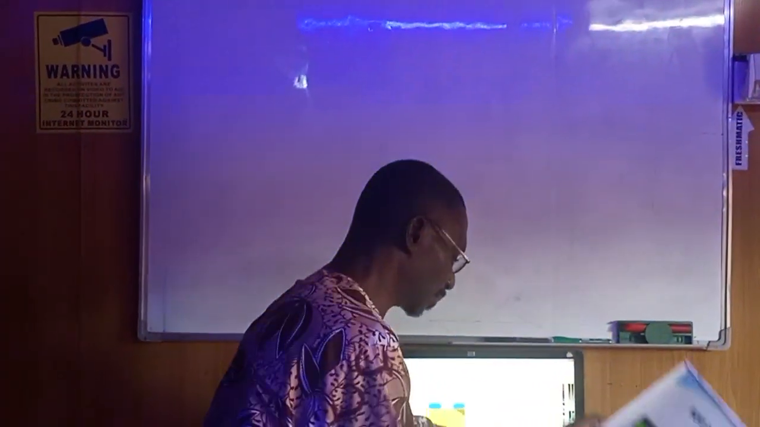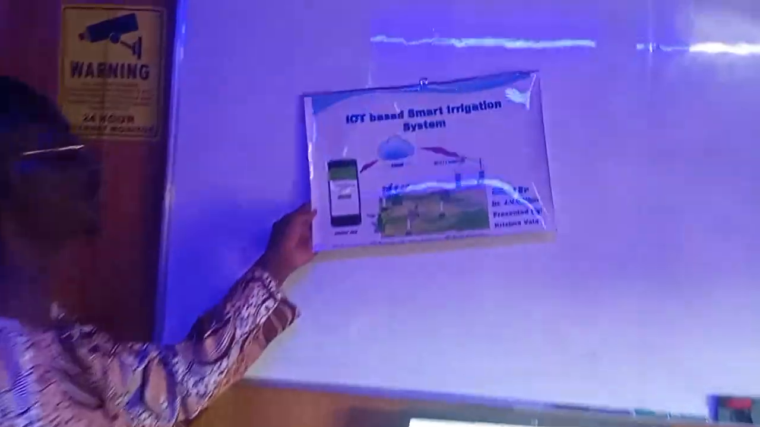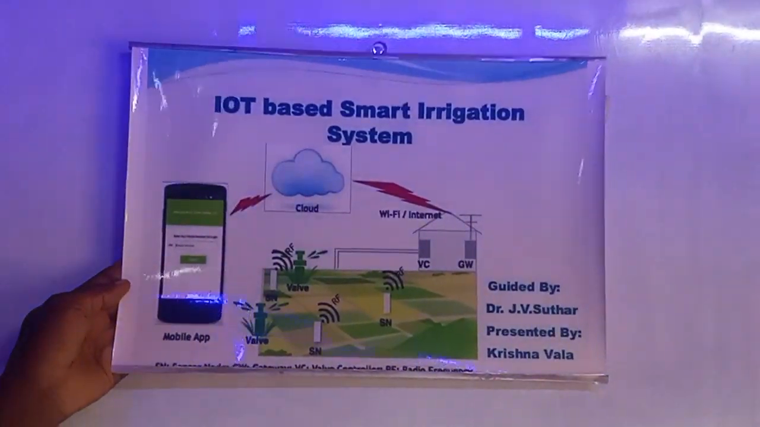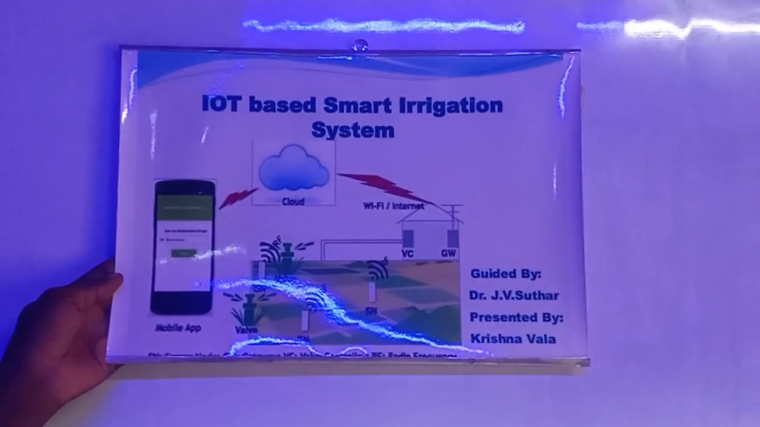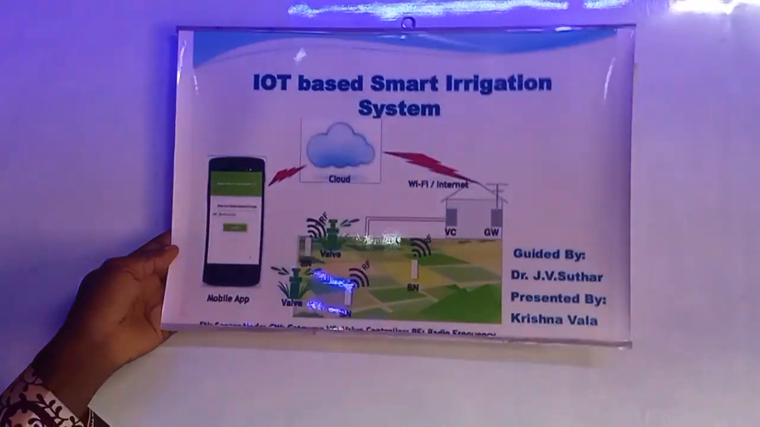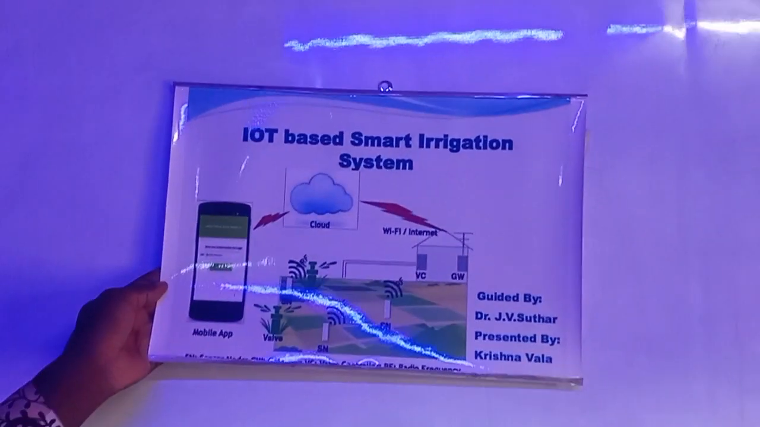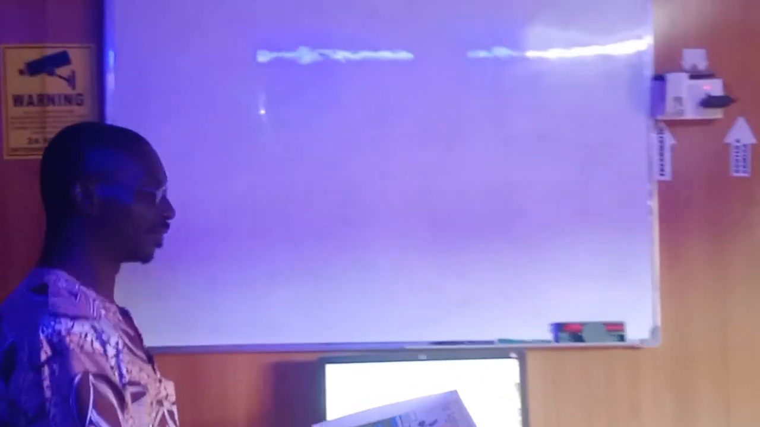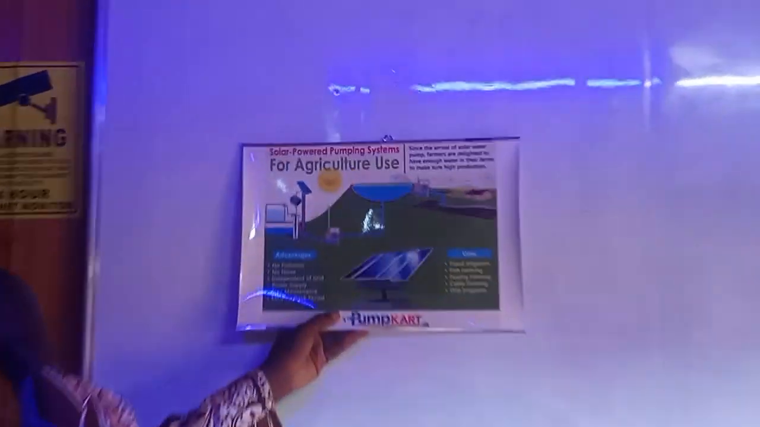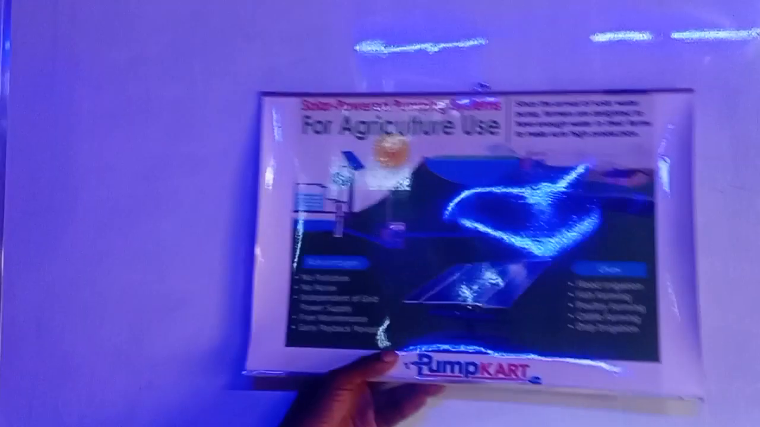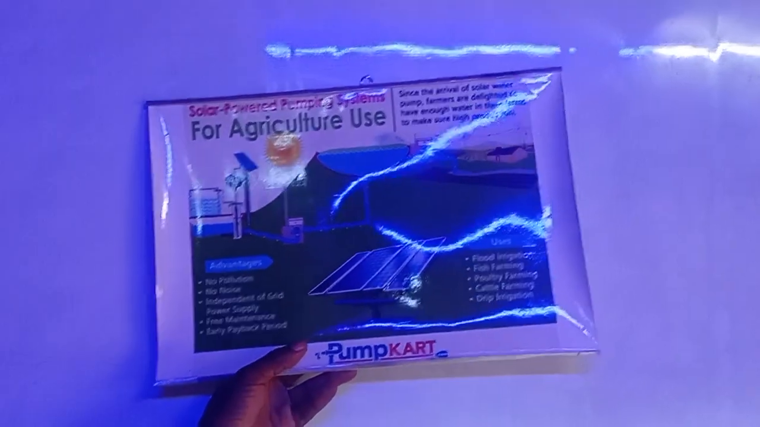Then this is still the IoT-based smart irrigation system in action. This is a mobile app. You can use a mobile app to control this. And this was guided by these researchers. They did it. Then you have another, the solar-powered pumping systems for agricultural use. So you can also apply this.